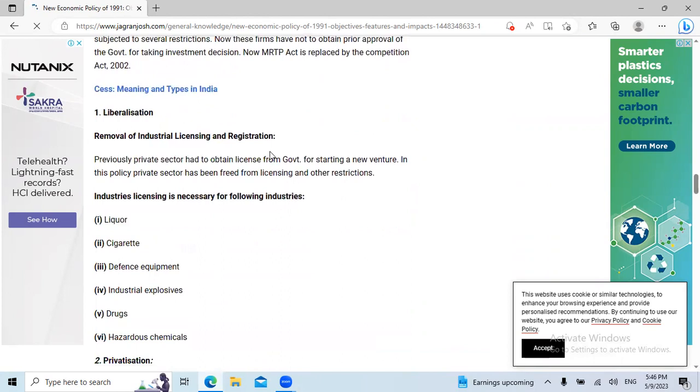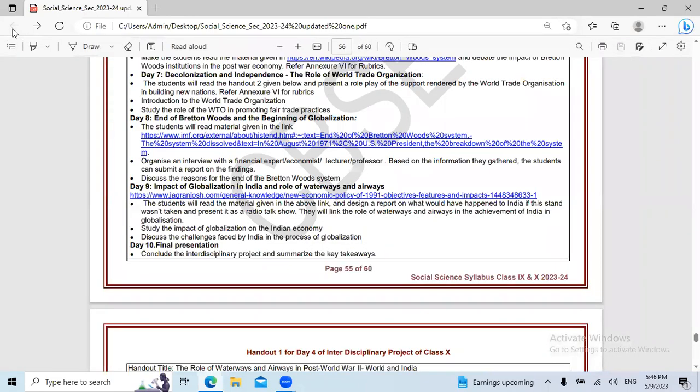Students, you are going to read and you are going to use all these points in your interdisciplinary project. Teachers, you are going to guide them by using this link. The students will read the material given in the above link and design a report on what would have happened in India if this stand was not taken, and present it as a radio talk show.